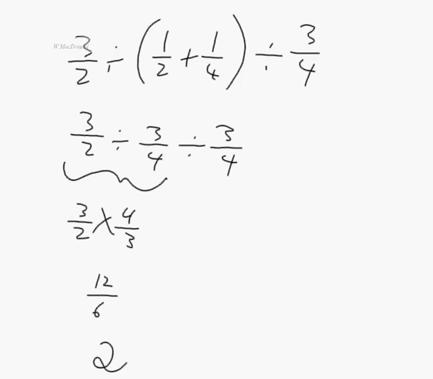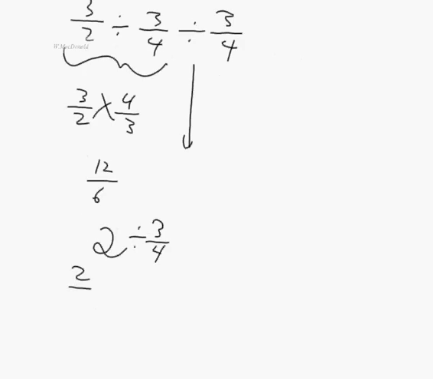So then I bring down the rest of it, which is this divided by 3/4. So I have 2 divided by 3/4. So 2 over 1 multiplied by the reciprocal of 3/4, which is 4 over 3. I get 8/3, which is 2 and 2/3. Okay? We have just enough time for one more show you know.